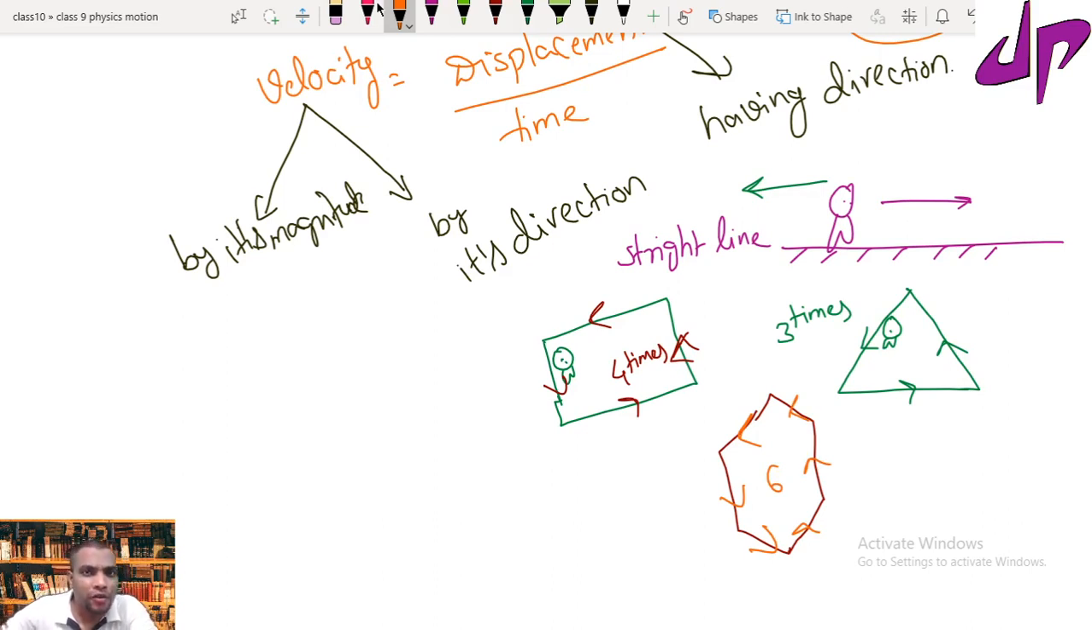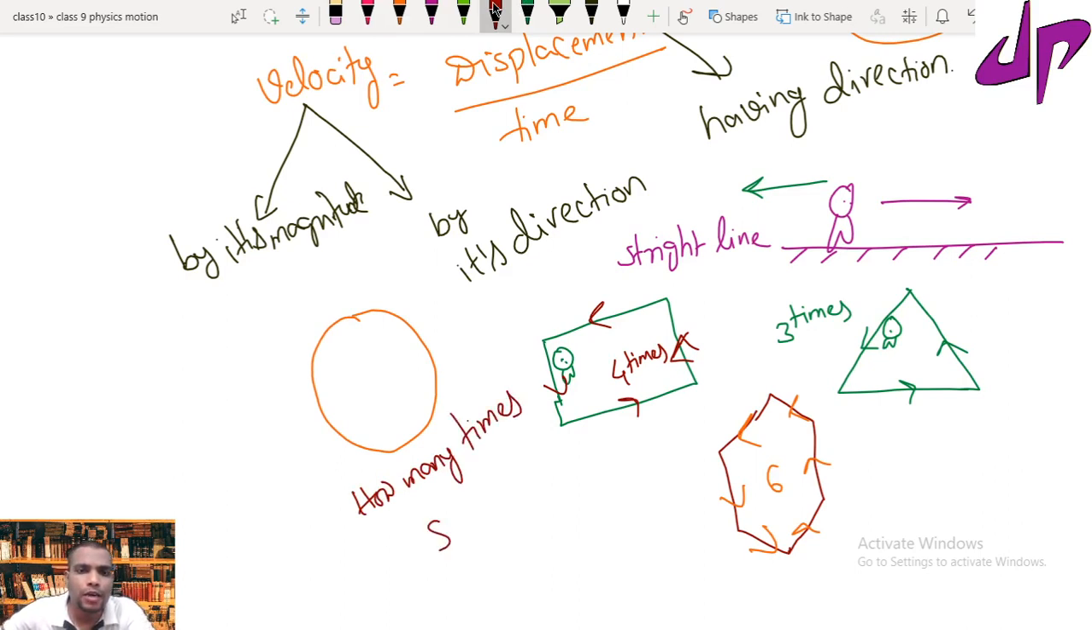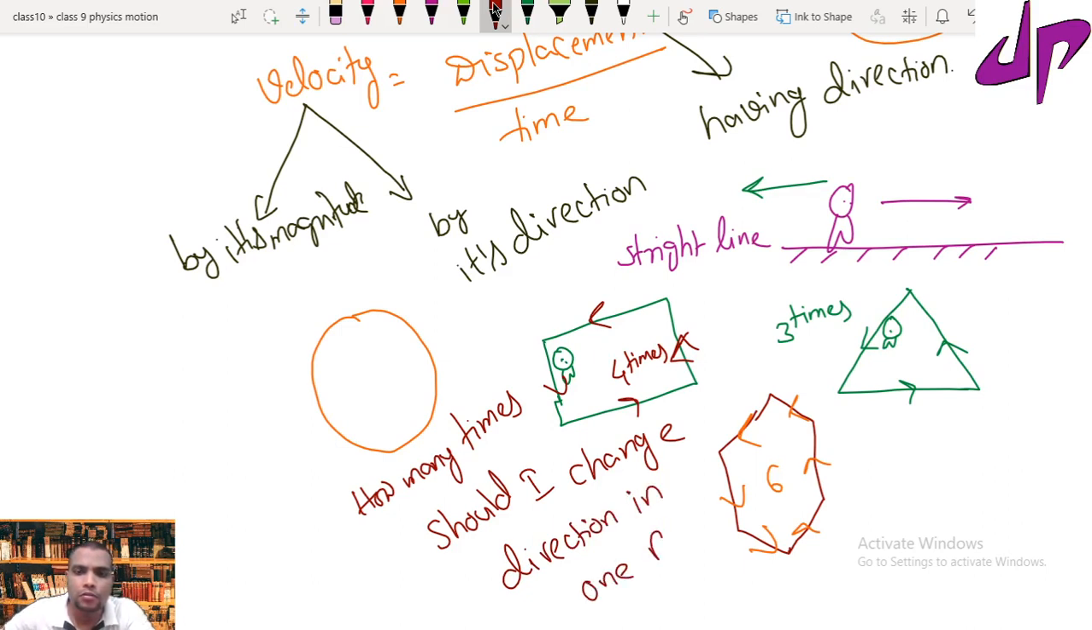Now ask a question yourself. If I am moving in a circular track, how many times should I change direction in one round? So this is the question.